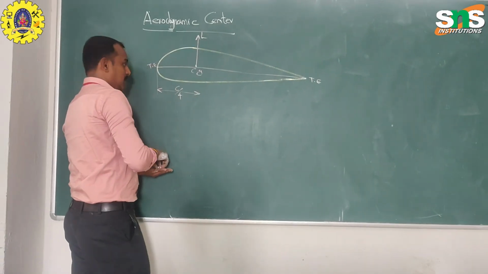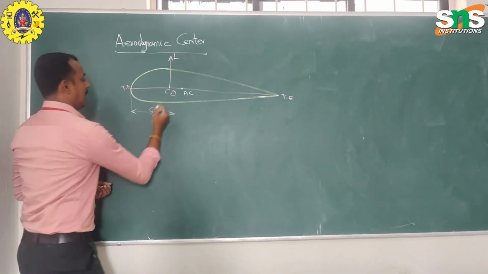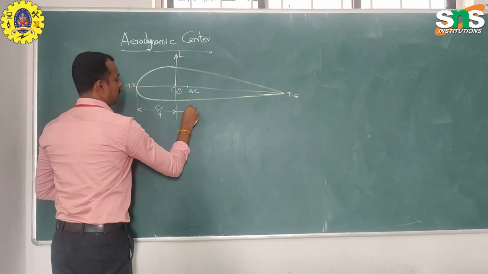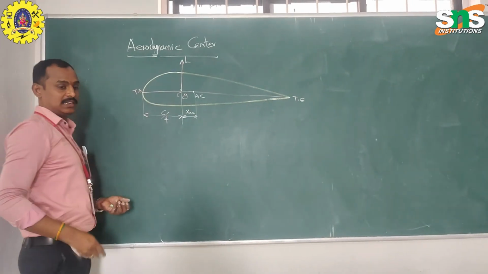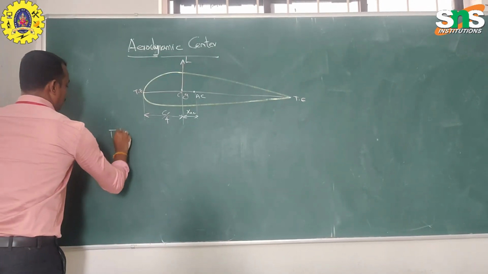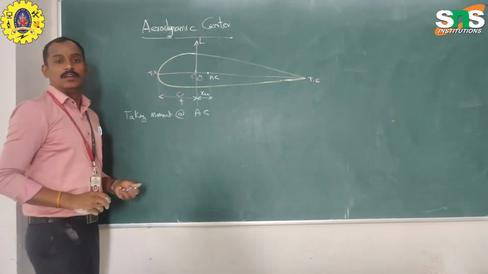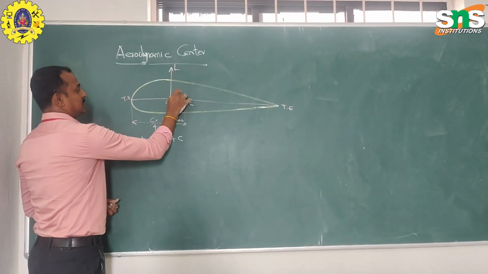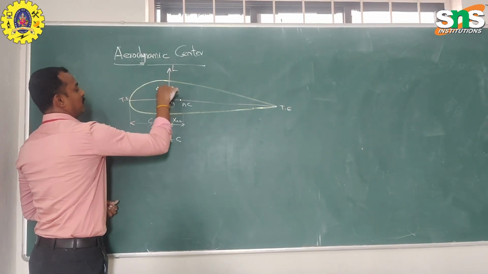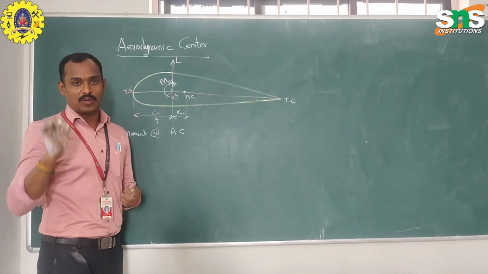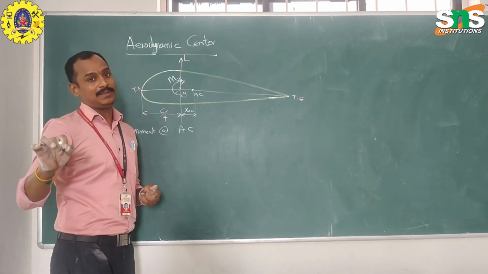So let us take a point at the aerodynamic center, where the moment is invariant with respect to angle of attack. This distance is x aerodynamic center, the distance from the CG to the aerodynamic center. Now taking moments about the aerodynamic center. Usually we have the moment at this CG, that is the quarter chord. So we need to find out whether this moment is varying or not. From the derivation we are going to show that the moment is invariant with respect to the angle of attack at the aerodynamic center.